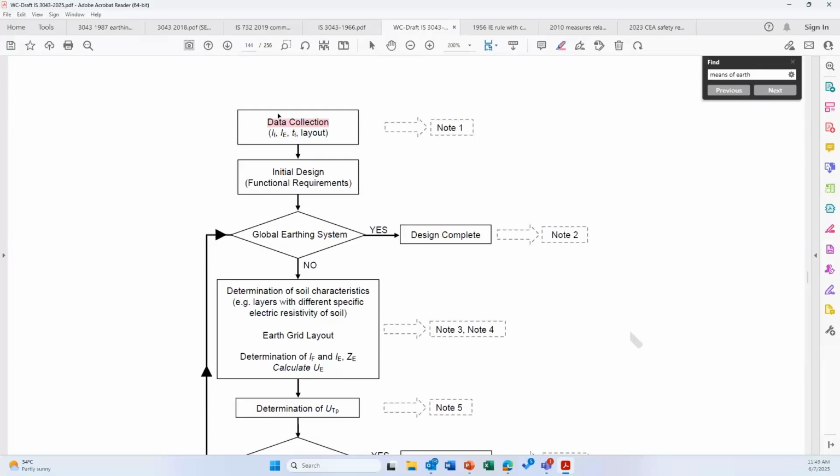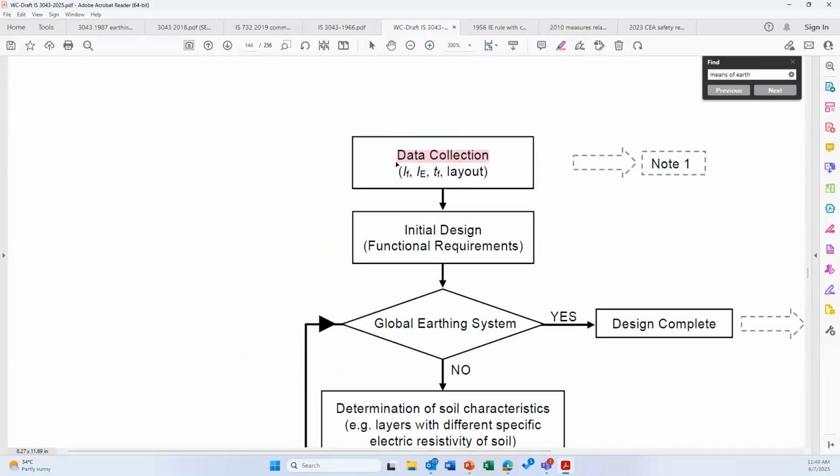Data collection. The data to be collected are IF, IE and so on. IF is the total earth fault short circuit current. IE is the amount of the earth fault current which is flowing through the earth electrode. Please note that the earth fault current may be of the order of 50 kiloampere, but IE, the current going to flow through the earth electrode, may be just a fraction of 50 kiloampere, maybe 500 amps or maybe 1 kiloampere, very, very small.